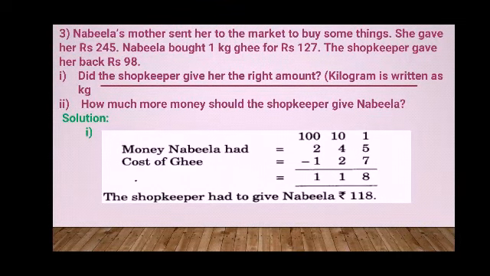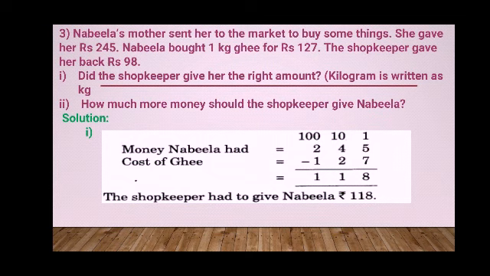Let's see our third question. It is also from your book. The third question is Nabila's mother. Nabila's mother sent her to the market to buy some things. She gave her rupees 245.